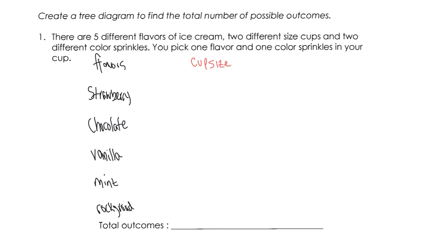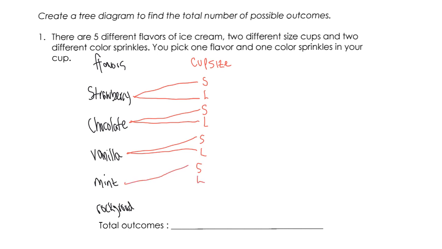And we have 2 different sizes. I'm just going with small and large. So we have small and large for each flavor. Okay, after our cup sizes, then we have our sprinkle colors. We have our sprinkles.